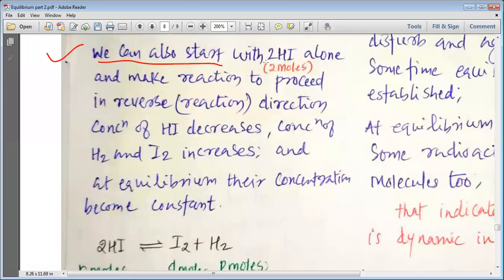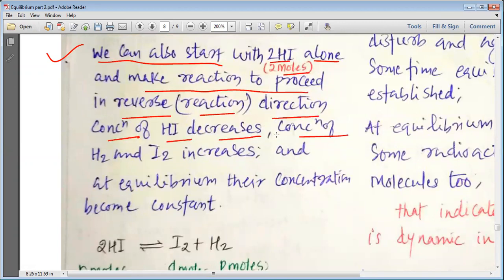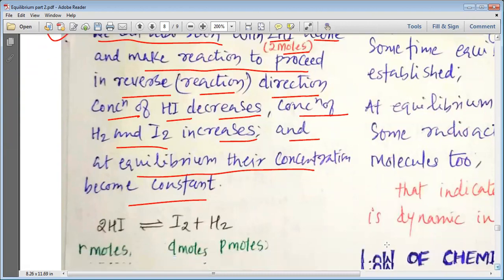We can also start with 2HI alone, that is 2 moles of HI, and make the reaction proceed in the reverse direction. The concentration of HI decreases, the concentration of H2 and I2 increases, and at equilibrium their concentrations become constant.